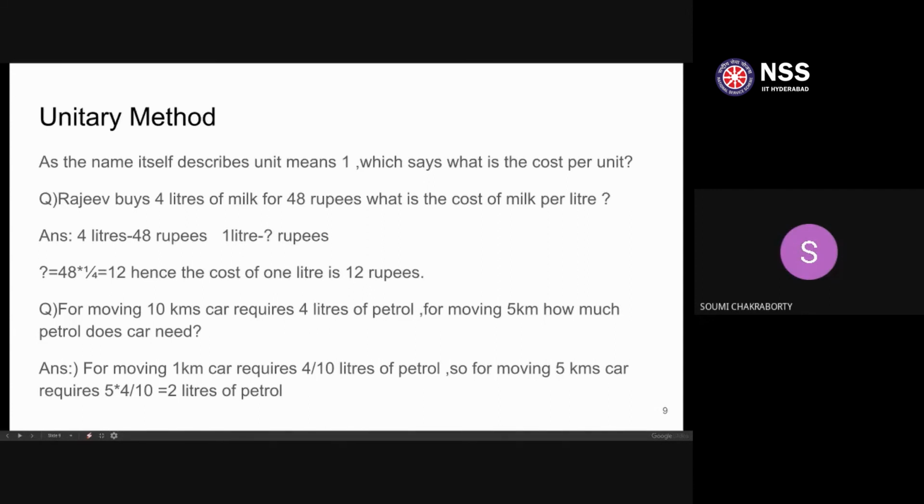A simpler way to do this particular question would have been, since 5 kilometers is just half of 10 kilometers, you could have said that you will only require half the petrol. So 4 by 2, which gives you 2.